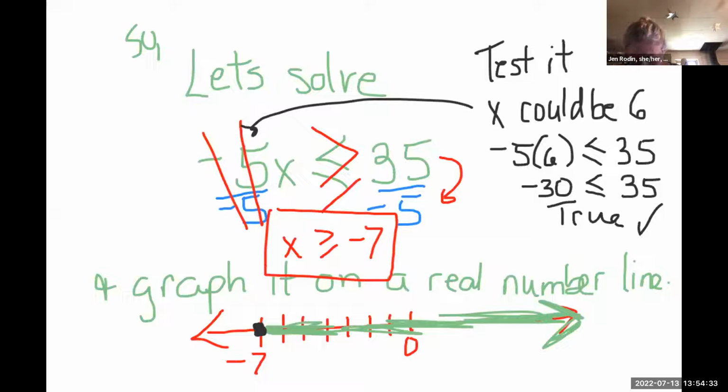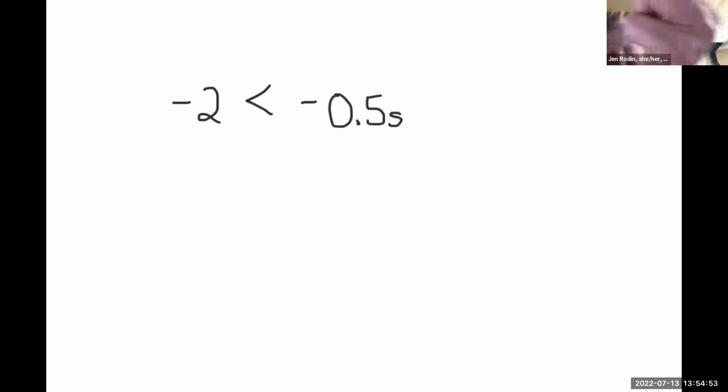Let's do a double inequality that also has a negative and a decimal. And then we'll do a couple with fractions like I promised. Where is this one? Here it is. -2 is less than -0.5 S, which is less than or equal to 0. So here's a double inequality. And we're going to solve that, plus there's a negative and a decimal involved. We can handle it though.